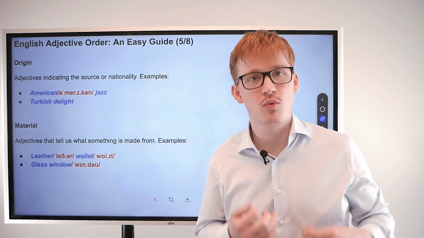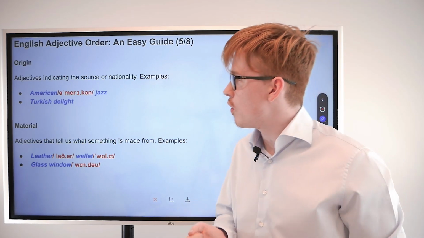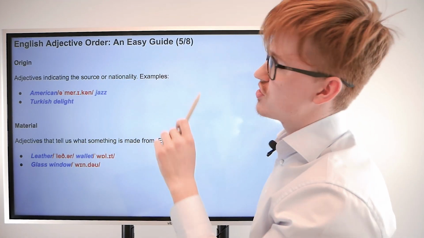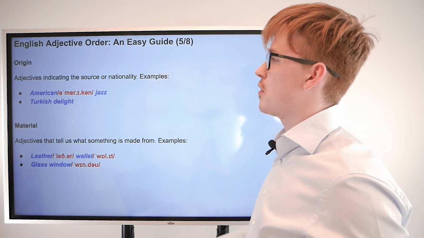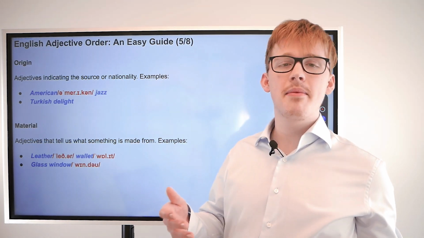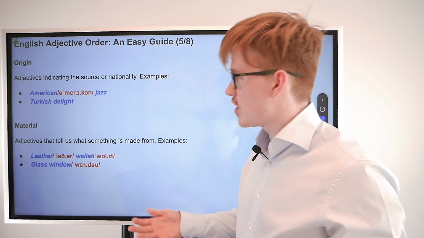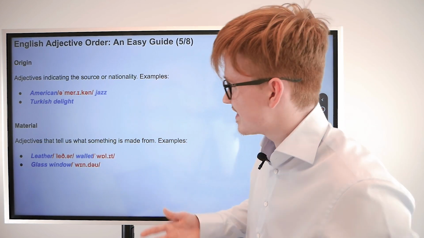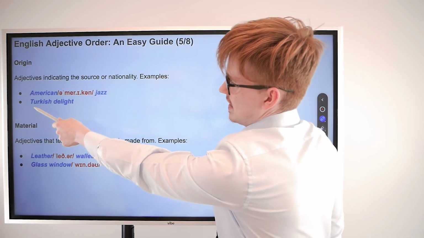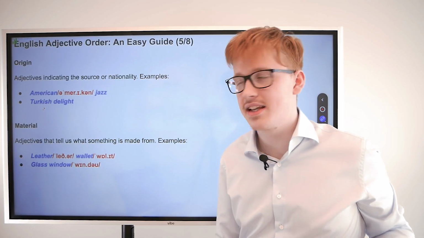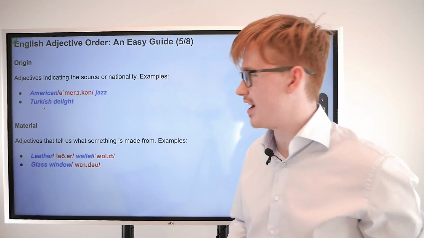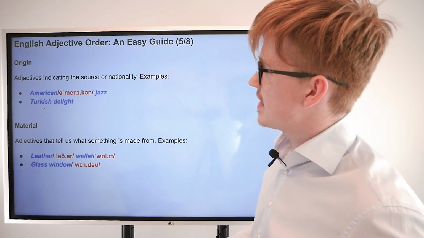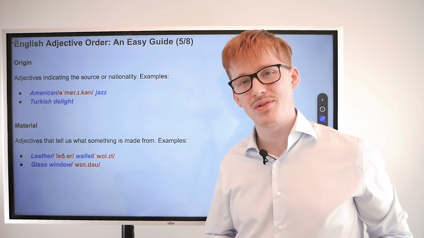Okay, so now we're up to origin. And what is origin? It's where something's from, right? So it's American jazz, Turkish delight. And this comes up quite a lot when someone's saying, "Oh, I'm American. I'm English. It's an American cheesecake, maybe, or something like this." And yes, obviously Turkish delight, which is actually a lovely dessert. So it is used quite commonly here. And we have the word American, if you want to repeat.